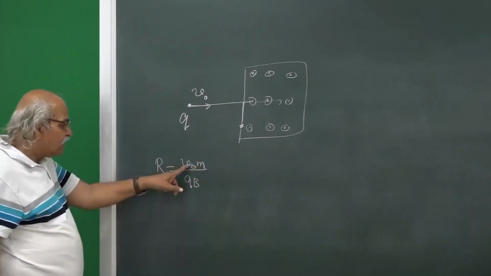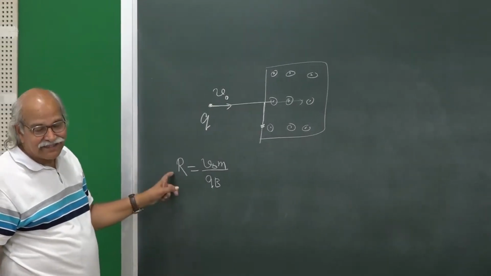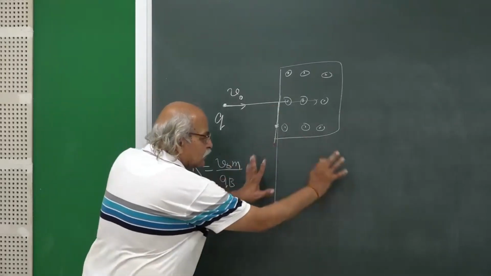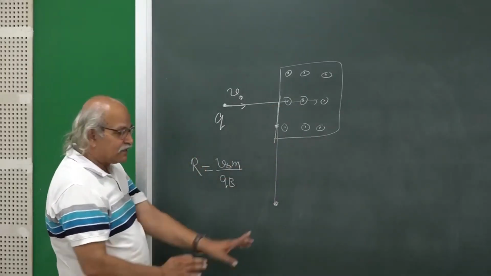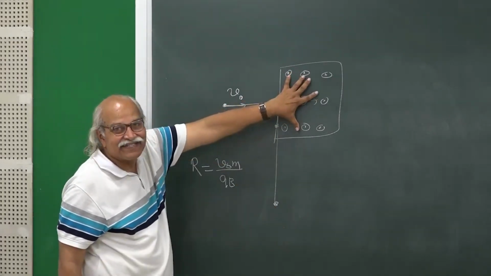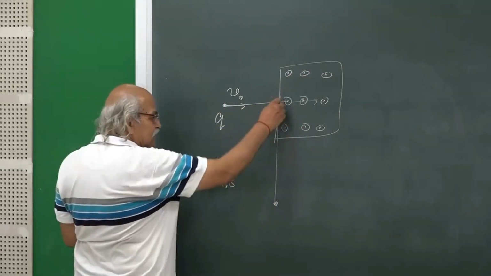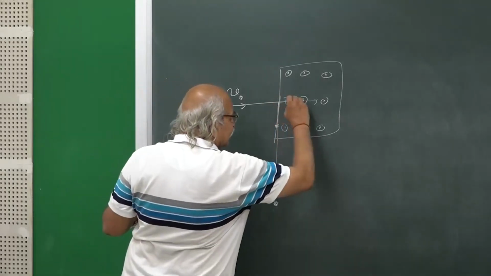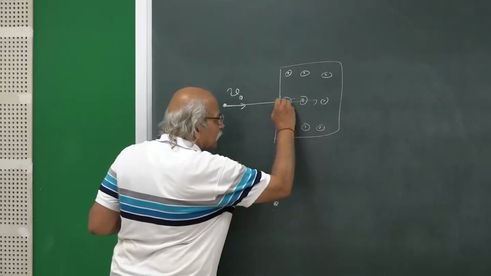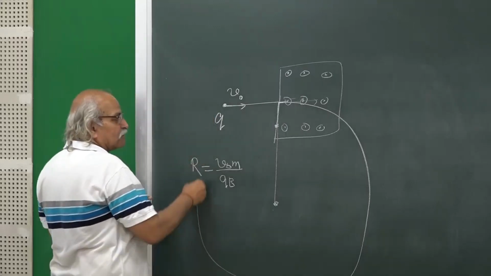Now, if this V, the initial velocity, is large, the radius is quite large, and therefore the center is far, far away. There may not be any magnetic field here, but still the center will be here. The magnetic field is only in this much region, but the center does not need a magnetic field. And with this big radius, it will turn. So the circle will be something of this sort, a big circle.